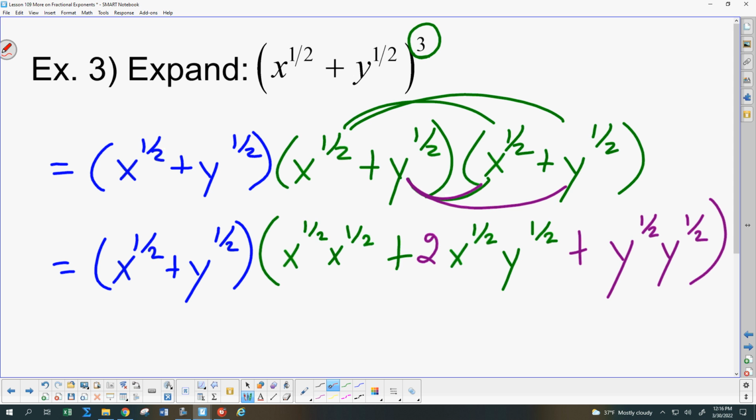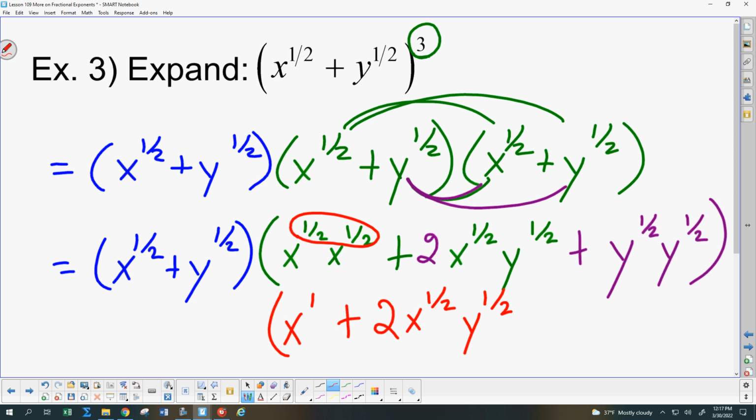What do I need to do with these exponents? Madeline, what do I need to do with those when I have x to something times another x to something? Do I multiply or add when I have the x repeated? That's when I need to add. So 1/2 plus 1/2 is 1. I can write the x to the first if I want, or I can just write it as x. I already simplified the 2, x to the 1/2, y to the 1/2. And everybody, what do I do with these exponents? Add again, so y to the first, or I could just do y. And that's my answer for the last two.